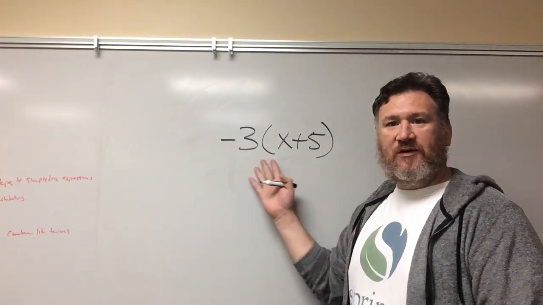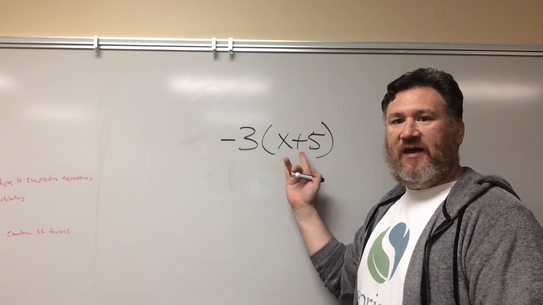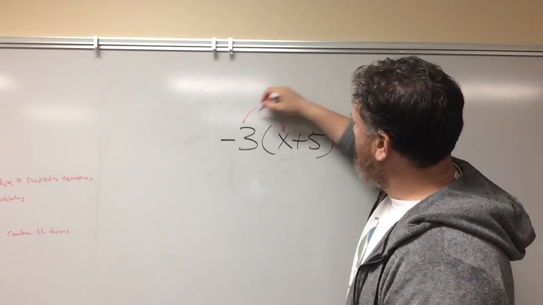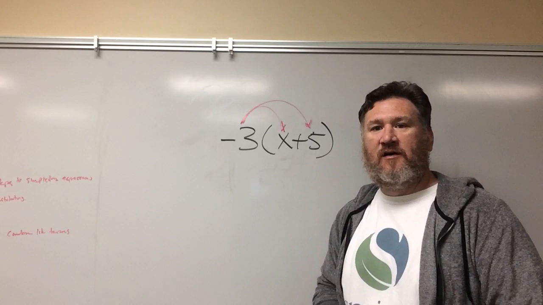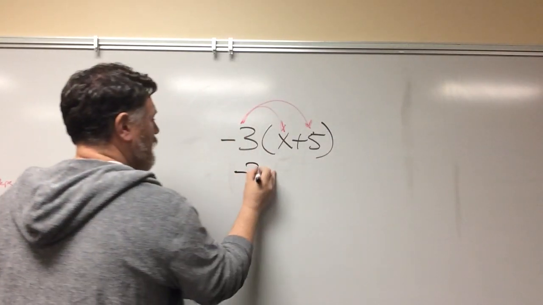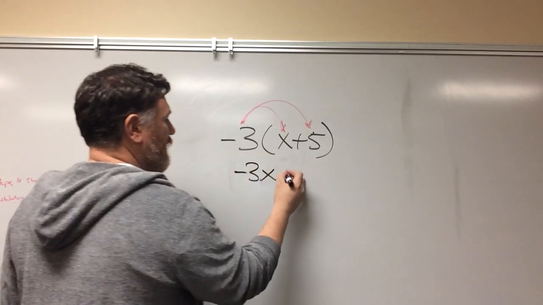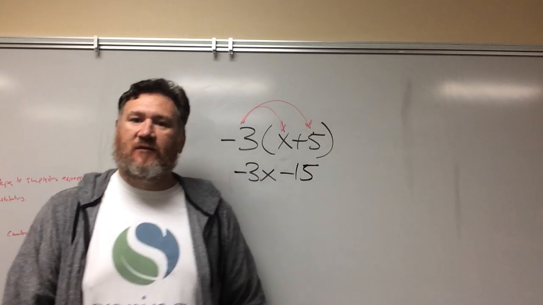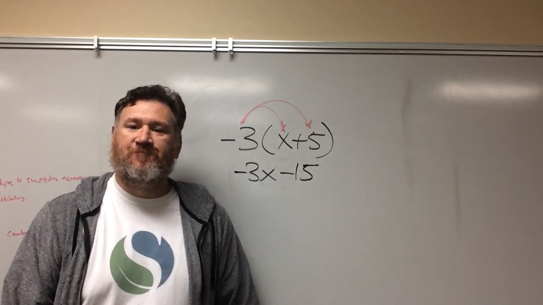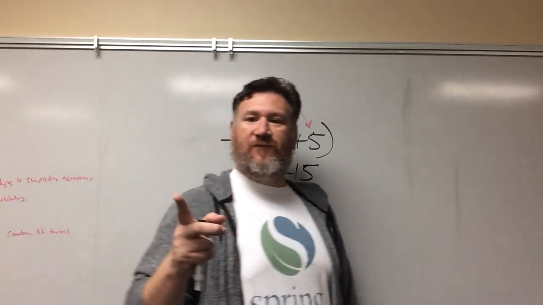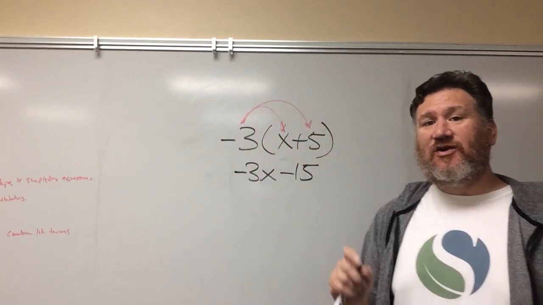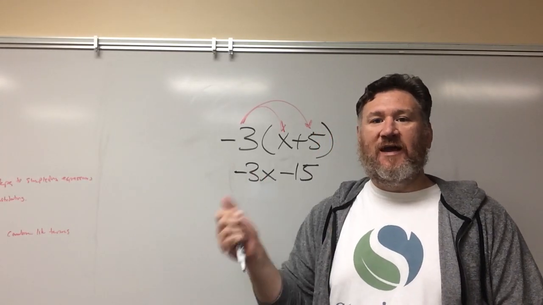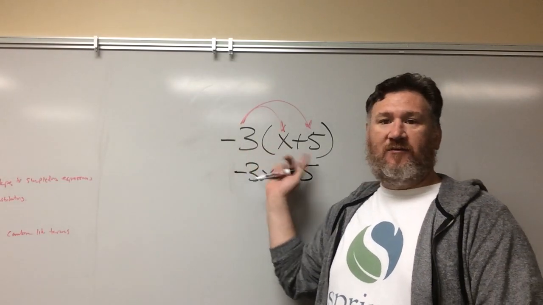Since we're simplifying, we're going to distribute, get rid of these parentheses. We want to multiply everything inside the parentheses by the number outside. I'm going to multiply negative 3 to x and negative 3 to positive 5. Negative 3 times x is negative 3x. Negative 3 times 5 is negative 15. Everybody good with that? Awesome. So we've talked about distributing, which is the first step of simplifying. It's the first step that you're going to do from now until the end of your life whenever you're working a math problem. You always want to get rid of the parentheses, and we do that by distributing.